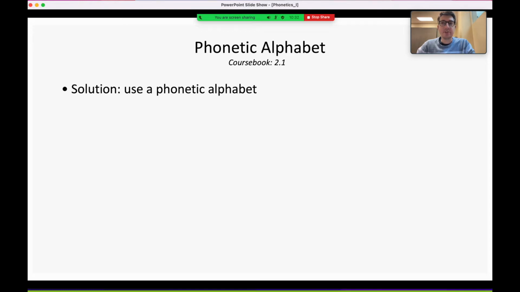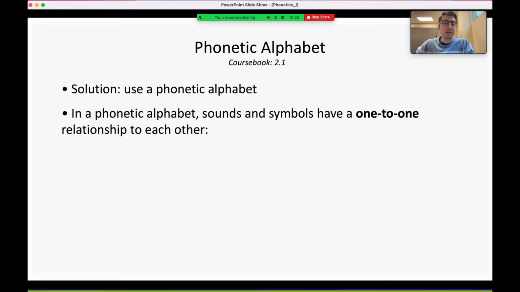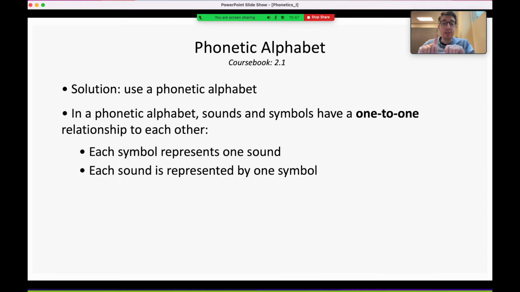So the solution is to use a phonetic alphabet. In a phonetic alphabet, sounds and symbols have a one-to-one relationship to each other, meaning each symbol represents one sound and each sound is represented by one symbol, right? One to one. It goes both ways.